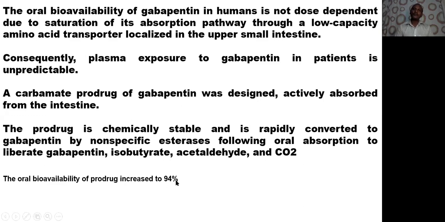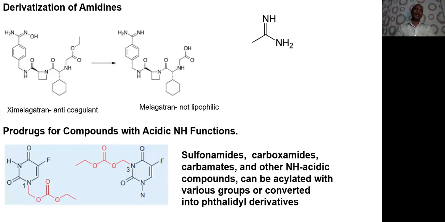So this is how you can do it if you have amine groups in the drug molecule, and how the amine group can be converted into a prodrug. Okay, and the next one is derivatization of amides. Suppose you have amides, the amide functional group in your drug molecule, how is it derivatized as an amidine?